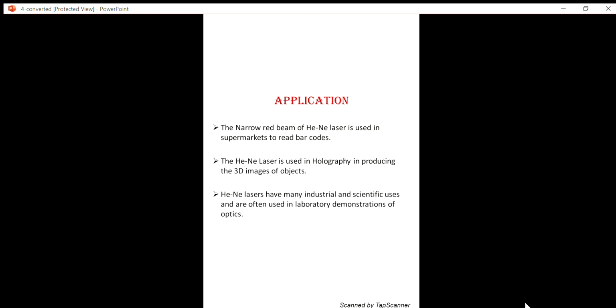Applications. The narrow red beam of the helium-neon laser is used in supermarkets to read barcodes. The helium-neon laser is used in holography to produce a 3D image of an object. The helium-neon laser has many industrial and scientific uses and is often used in laboratory demonstrations of optics.